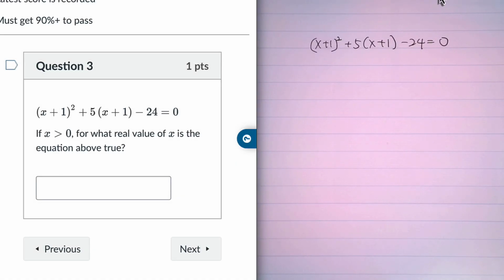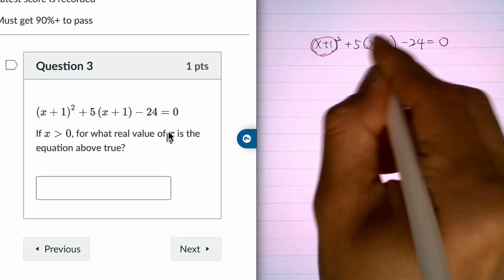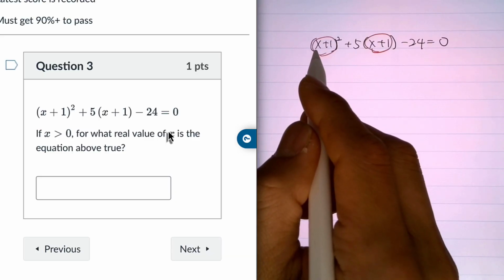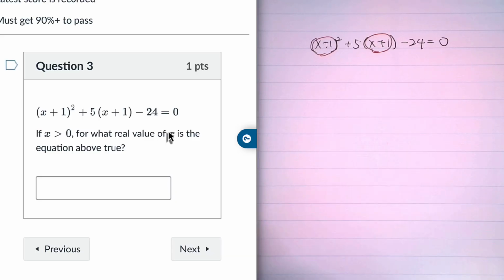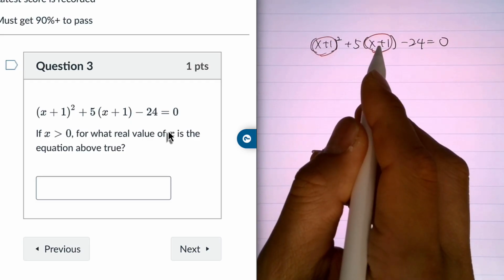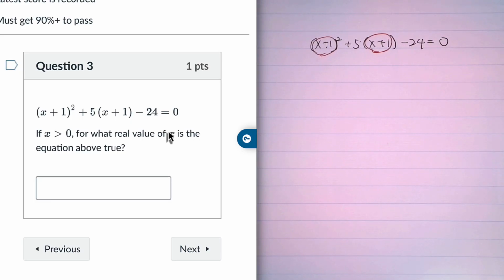All right, we need to find the value of x. So now notice that we have x plus 1 for the leading term of the quadratic and then the middle term here. So it's up to you guys to simplify it by distributing out and combining like terms. Sure, you could do that.